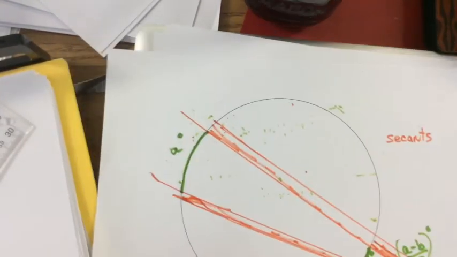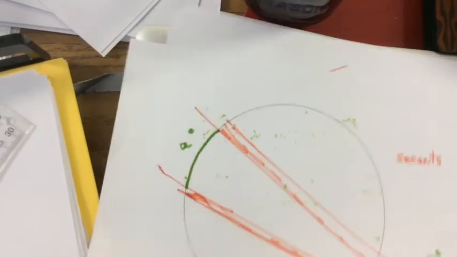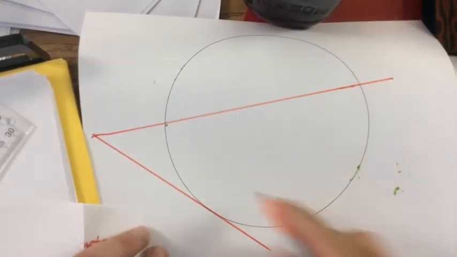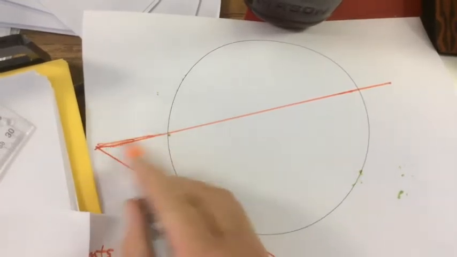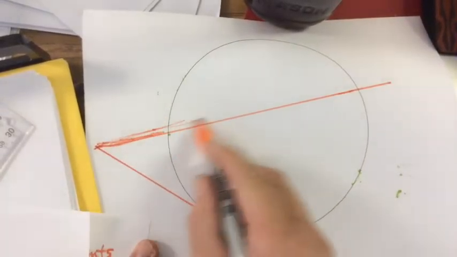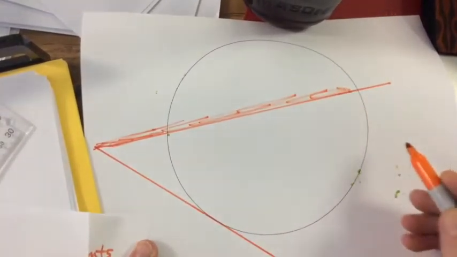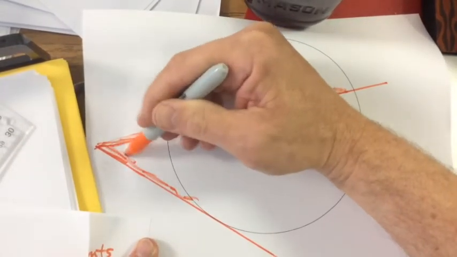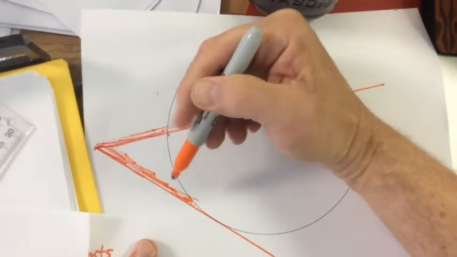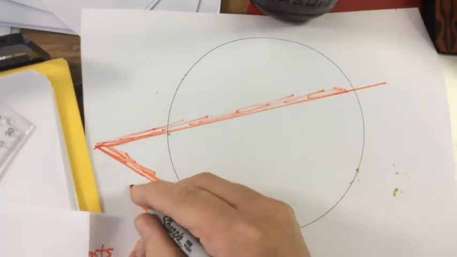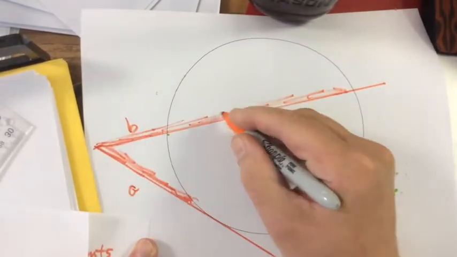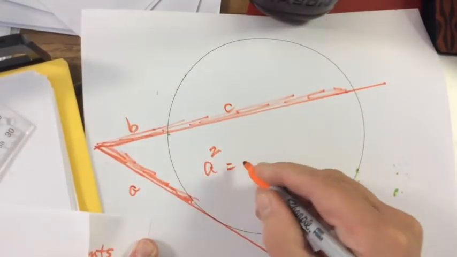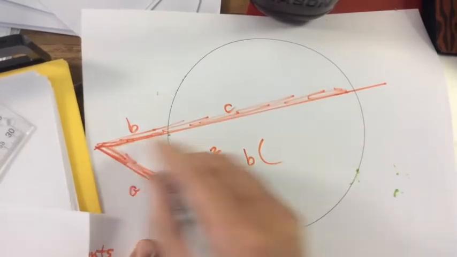That's also true if you have a secant and a tangent. The outside of this times the whole thing is going to equal the outside of this times the whole thing, which also happens to be the outside. So if this is A, and this is B, and this is C, then A squared is going to equal B times B plus C.